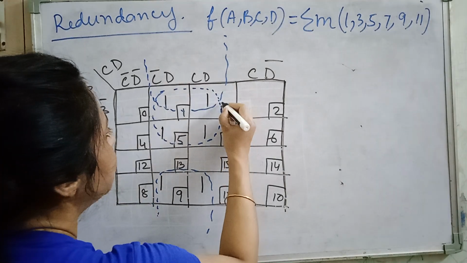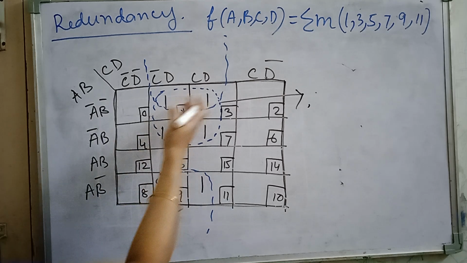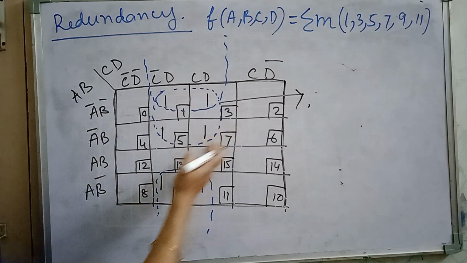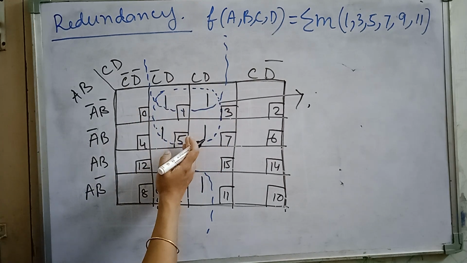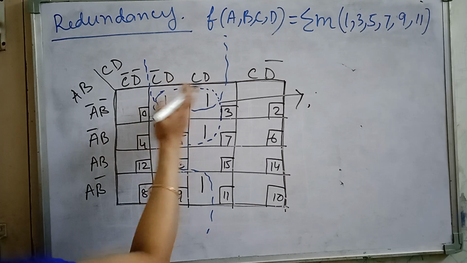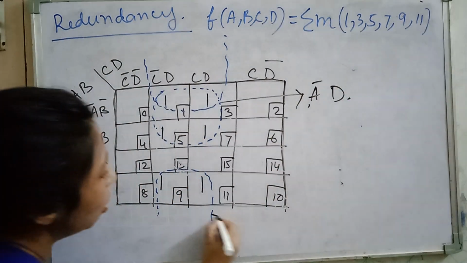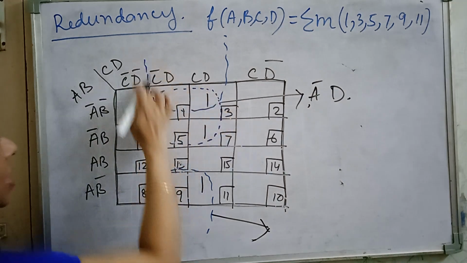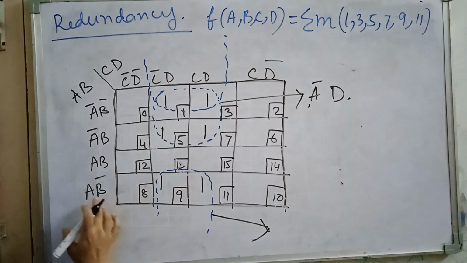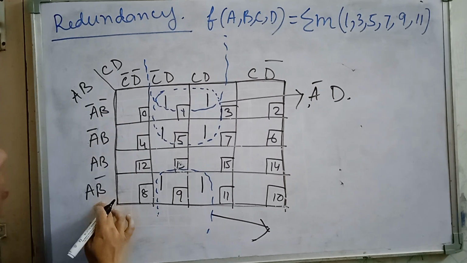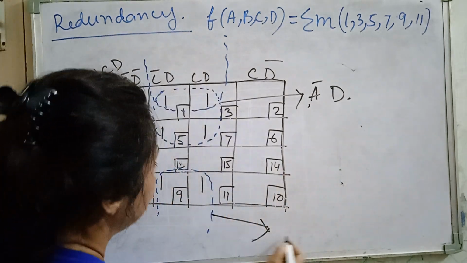So what is the expression for this group? The expression for this group will be what is common for all these 4 elements. There are 4 members in this group. So what is common for all the elements in this group? The common entity is A bar from row and D from column. So this is A bar D. And what is common for all the 4 elements of this group? The common entity will be B bar from rows and from column it is D. So B bar D.